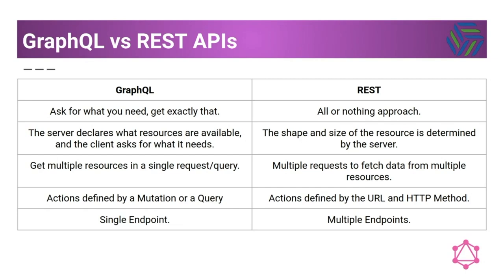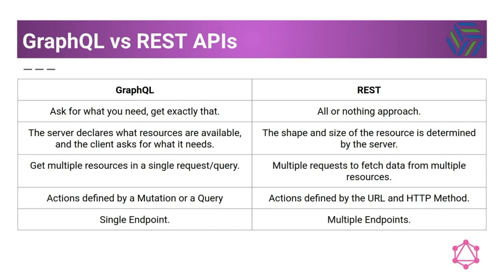So in other words, and moving on to the second row, in GraphQL, the server declares what resources are available and the client asks for what it needs. And in REST, the shape and the size of the resource is defined by the server. In GraphQL, we are able to get multiple resources in a single request using a query, while in REST, we need to make multiple requests to fetch data from multiple resources.